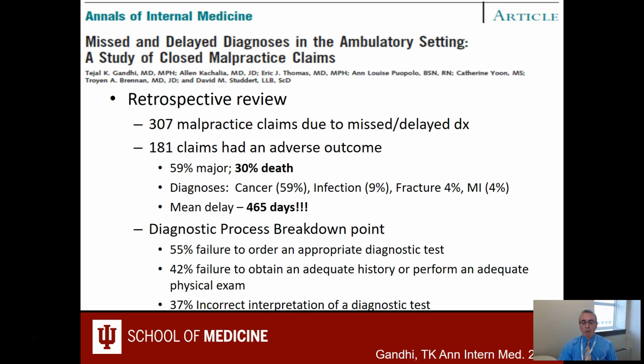When they analyzed where the breakdown in the diagnostic process occurred, 55% were due to a failure to order an appropriate diagnostic test. 42% were due to a failure to obtain an adequate history or perform an adequate exam. And 37% were due to incorrect interpretation of a diagnostic test.